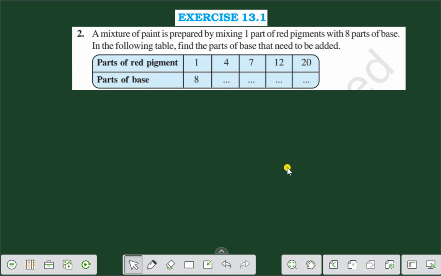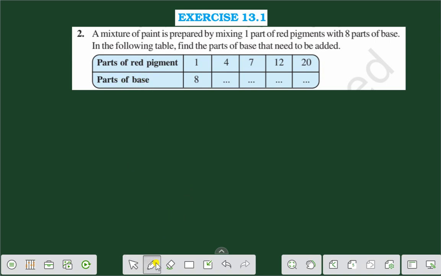For more parts of red pigments, the parts of the base will be more. Therefore, the parts of red pigments and the parts of the base are in direct proportion, right? That means the more the parts of red pigment, the more will be the base. Therefore, they are in direct proportion.